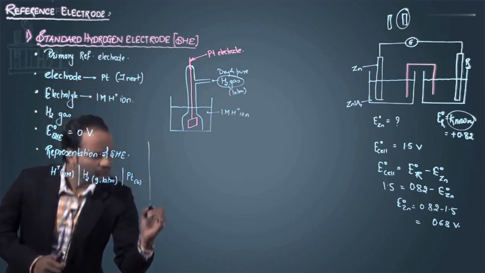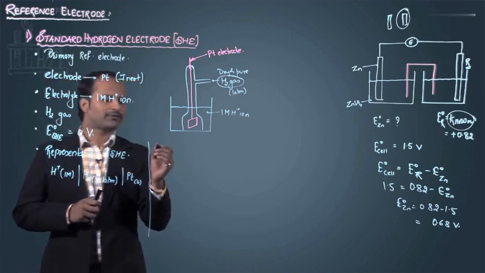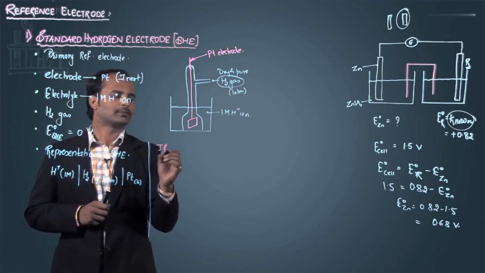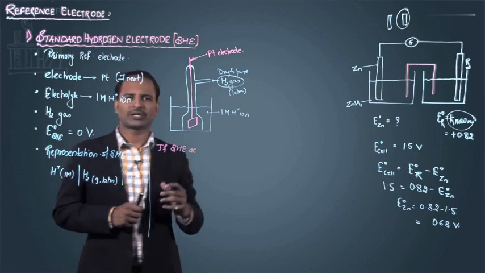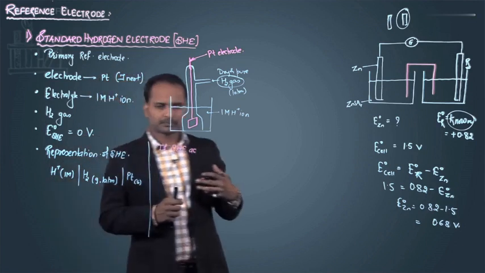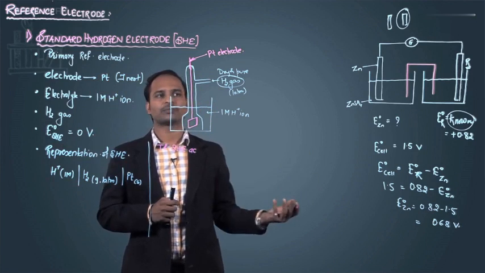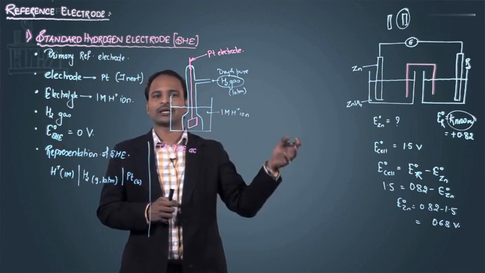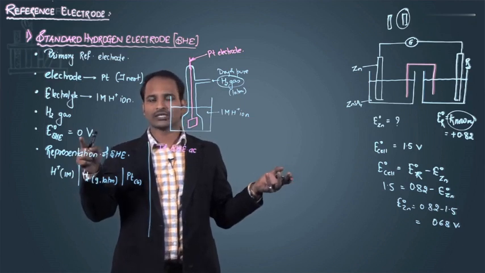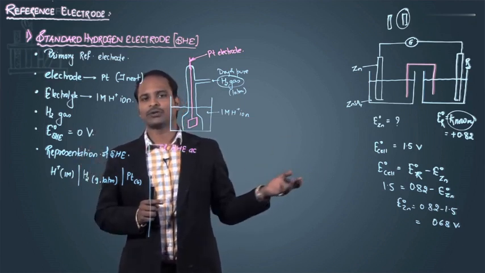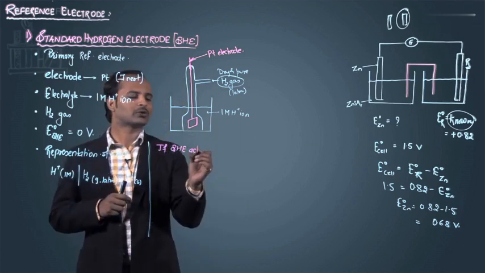Now the standard hydrogen electrode may act as an anode or it may act as a cathode. Whether it acts as an anode or cathode depends upon the electrode potential of the other electrode. If the other electrode's reduction potential is more than 0, then that other electrode will act as a cathode and the SHE will act as an anode. So here it can act as a cathode as well as an anode.